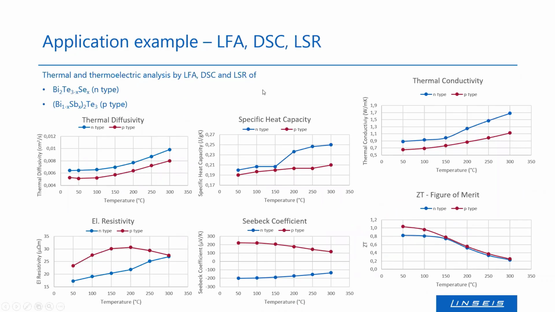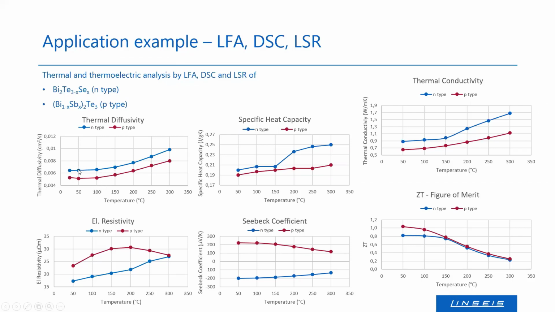On this slide, you can see also a full thermoelectric analysis of bismuth telluride samples. One of them was N-type with selenide, and the other one was doped with antimony and resulted in a P-type material. But this analysis was not performed with only one instrument. Several instruments were used for the analysis. So the LFA was used to determine the thermal diffusivity. The measurement was here performed from room temperature to 300 degrees Celsius.